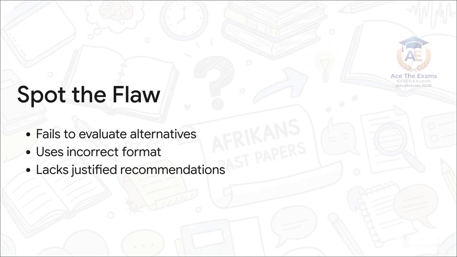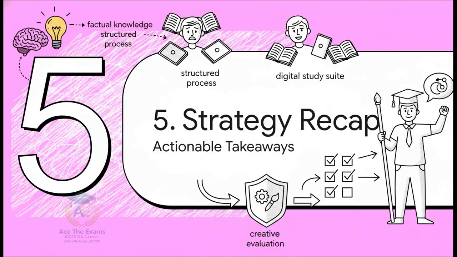By recognizing these exact flaws, the marking criteria suddenly makes perfect sense. You have to constantly check for reasonableness, rigorously apply the correct formats, and justify every single claim you make. Let's bring it all together in Part 5, Strategy Recap.